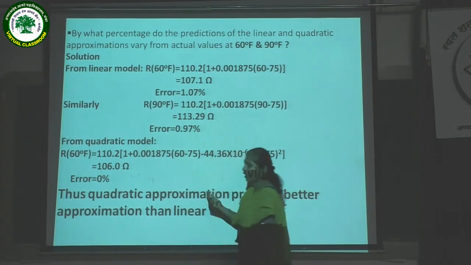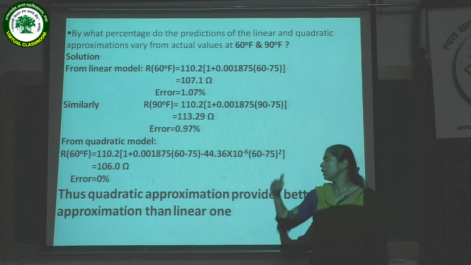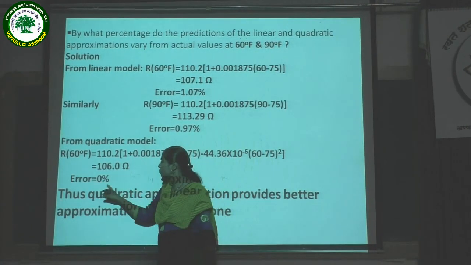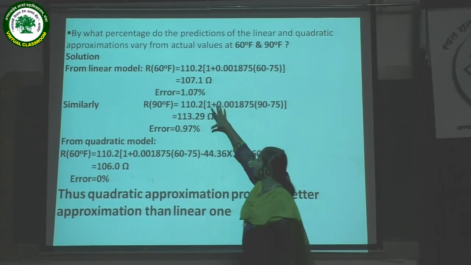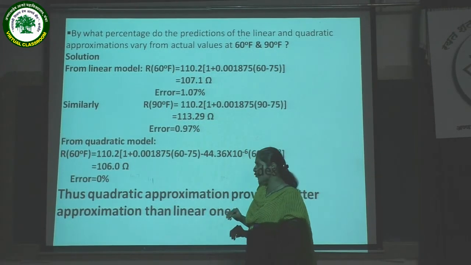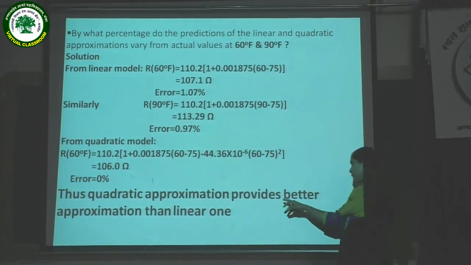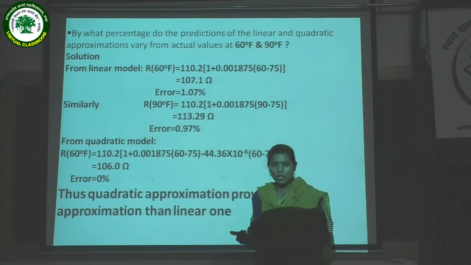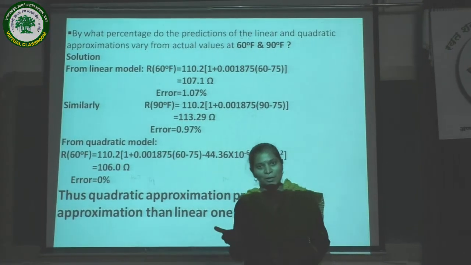So it means that if we compare linear approximation and quadratic approximation, then the quadratic approximation gives us less or minimized error, and in the case of the linear model we are getting a big error. So from that one can say that quadratic approximation provides a better approximation than the linear one, in which the error is minimized to a greater extent.